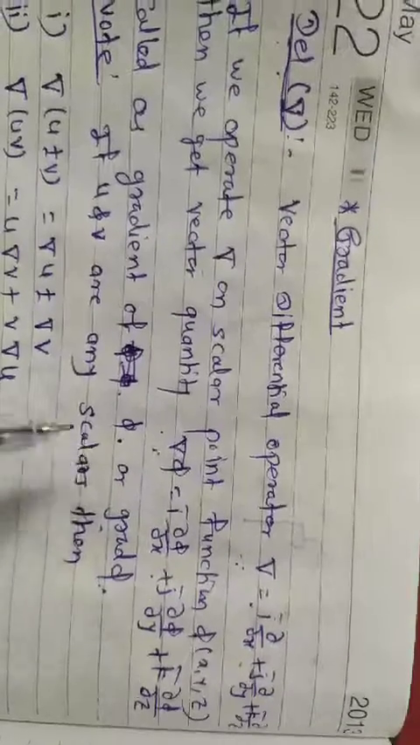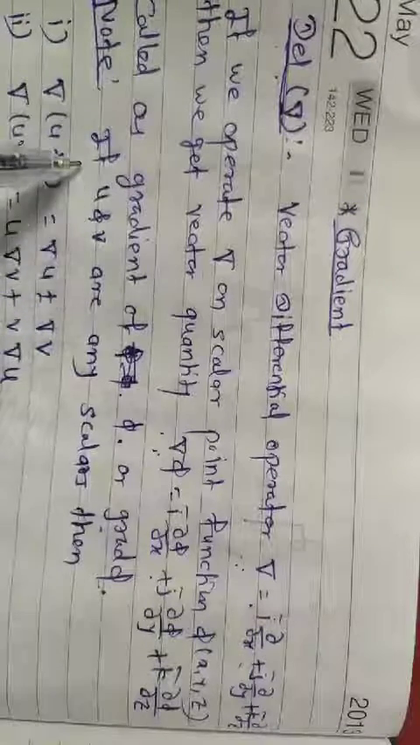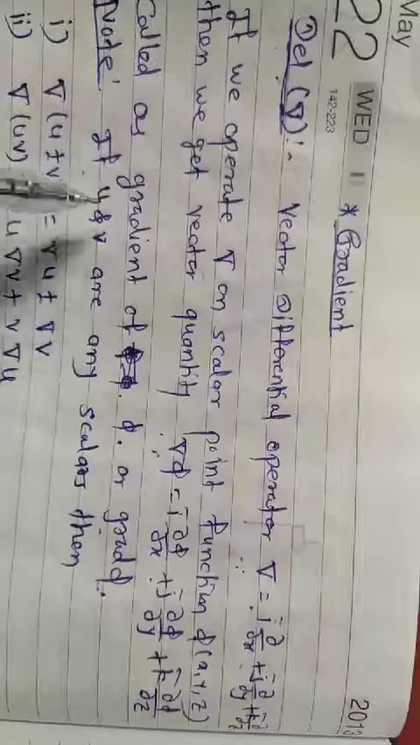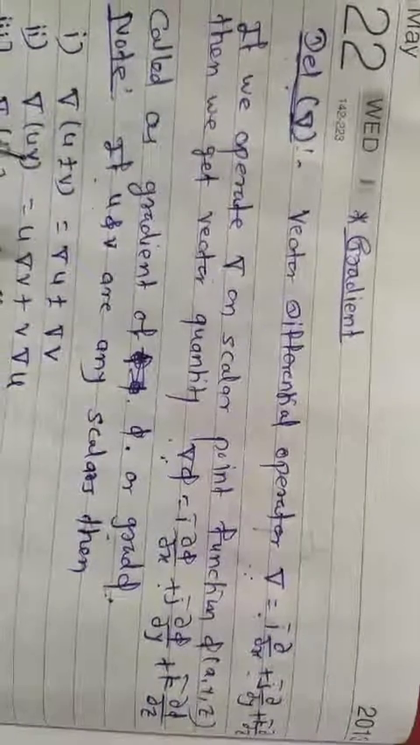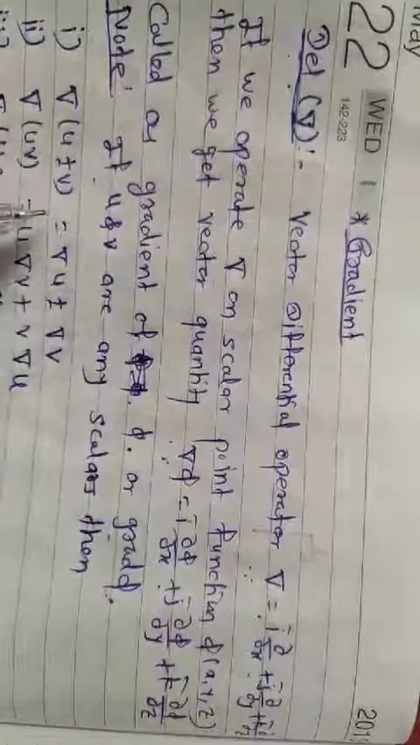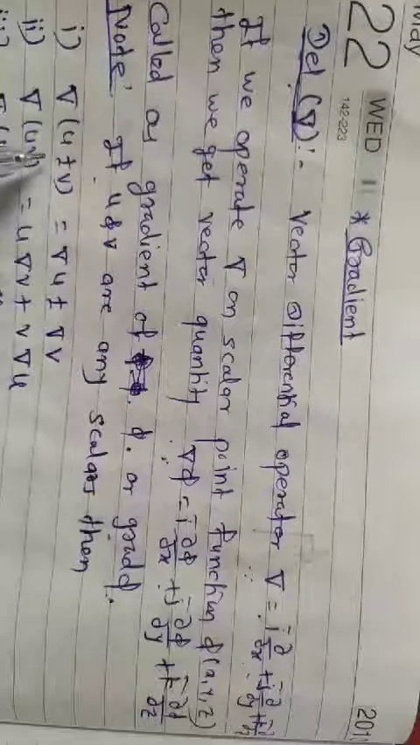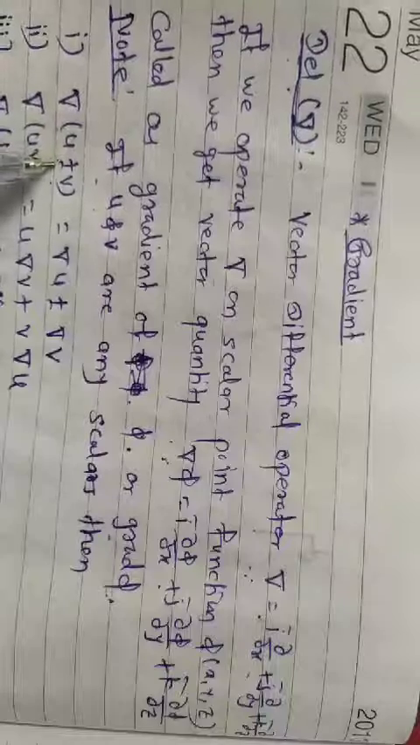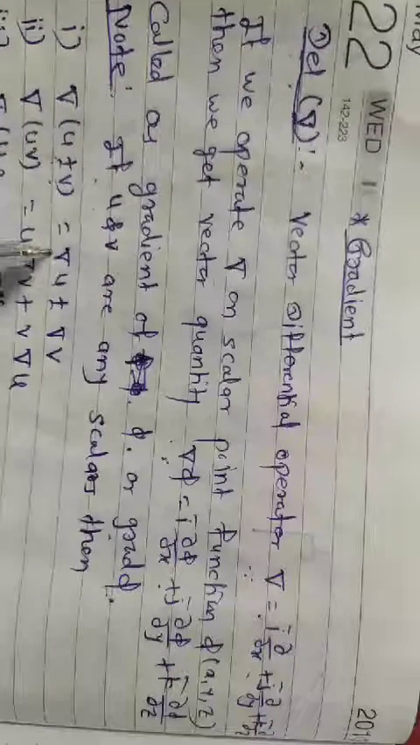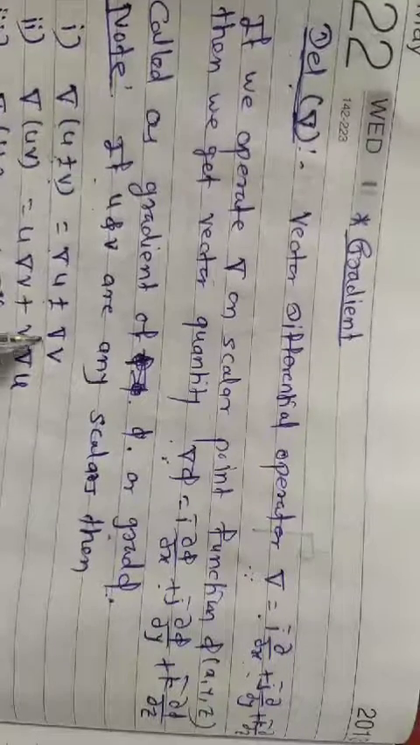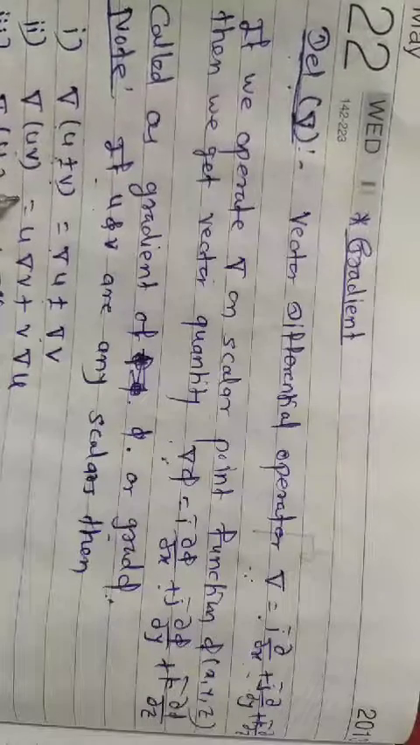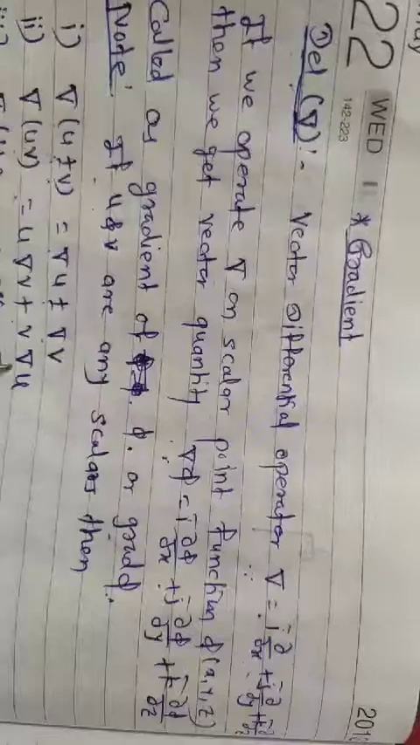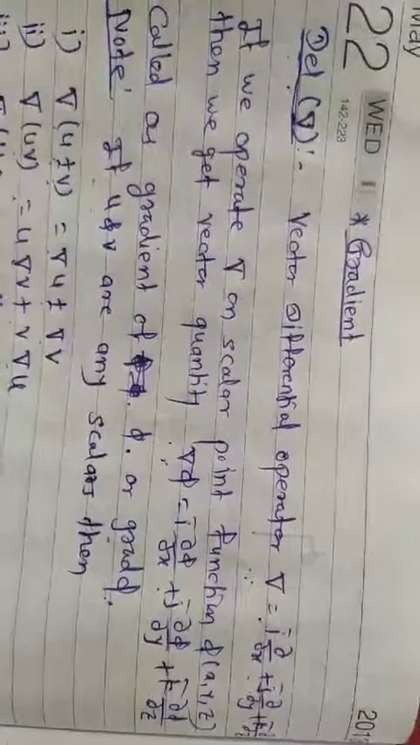Now some concepts are there. Suppose u and v are any scalar point functions, then how do we find del of u plus v, del of u minus v, del of u into v? Same as the rules of derivative. Del of u plus or minus v can be written as del u plus or minus del v. Similarly, del of u into v is equal to u into del v plus v into del u. That is the product rule.